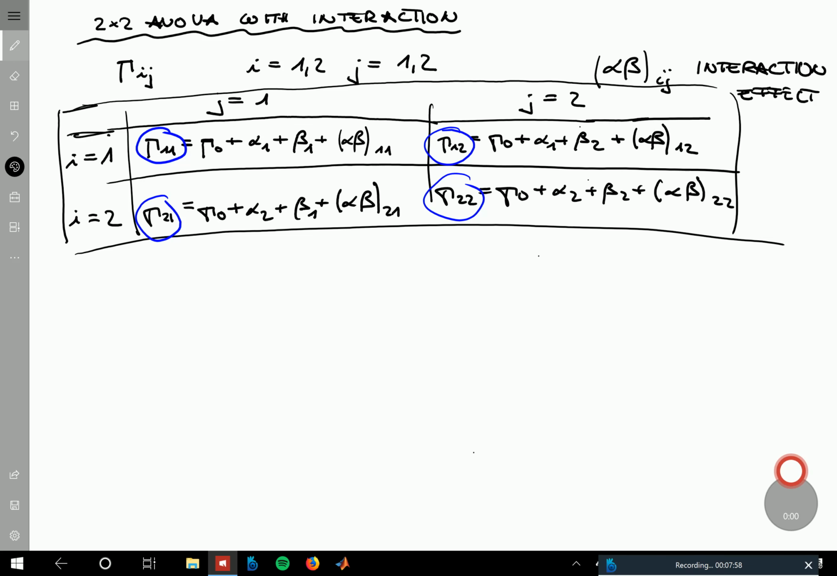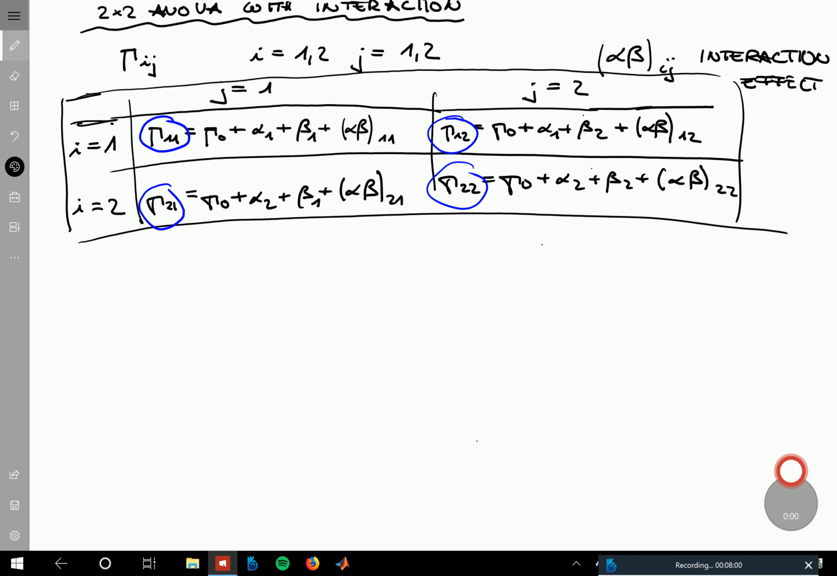So the way to deal with that is again the reference cell formulation. And here the reference cell formulation takes the following form. One sets everything that has a 1 in it to 0. So alpha 1 is set to 0, so we get rid of alpha 1.